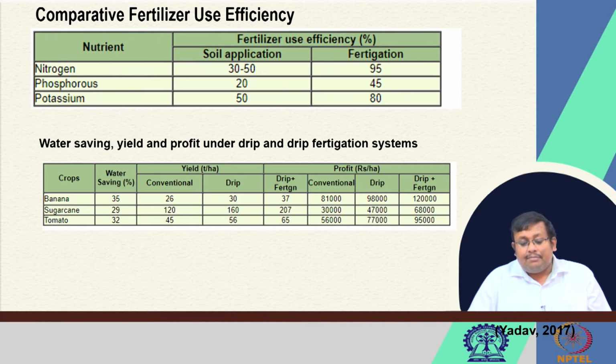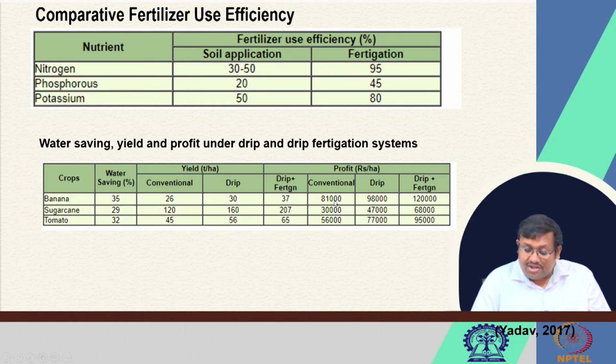Now, water saving, yield and profit under drip and drip fertigation systems: you can see in case of banana water saving is 35%, and in conventional the yield will be around 20 ton per hectare, whereas in case of drip the yield will increase. In case of sugarcane and tomato also, the water savings will be 29% and 32%. In all the cases there will be an increase in the yield. And if you see the profit, drip irrigation plus fertigation will give you profit for all the three conditions, and this is the profit chart which you can compare.